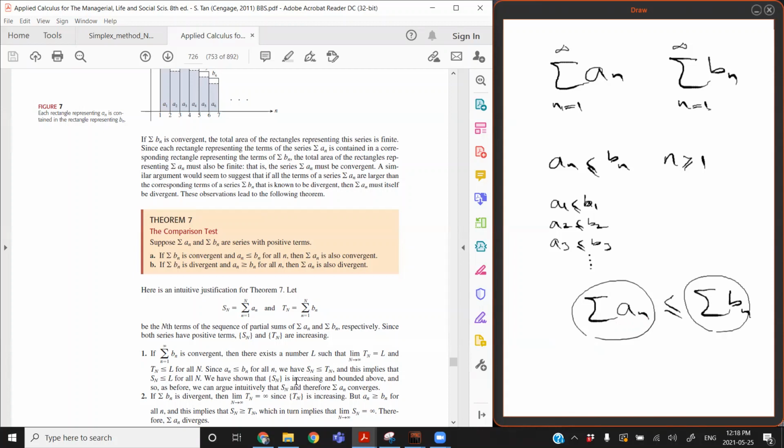Now, the other thing that you can conclude here is that if the smaller one diverges to infinity, then this one also has no choice because this is bigger than that. What is bigger than infinity? Infinity, right? So these are the two conclusions you can get from the comparison test.